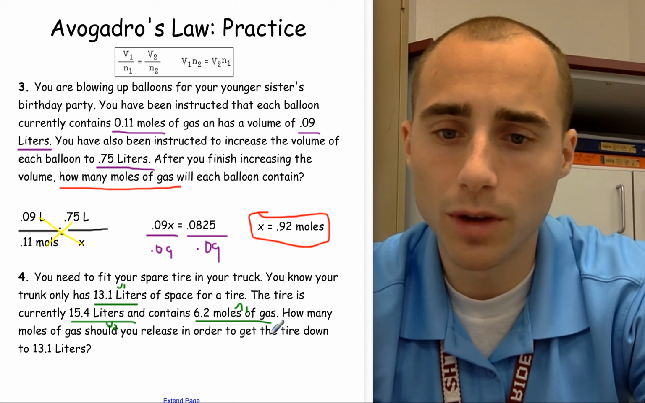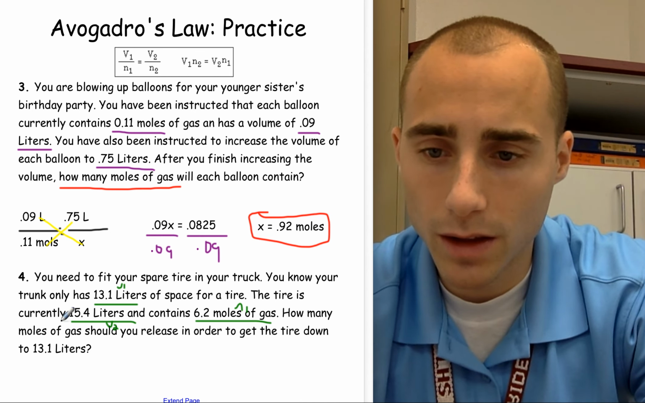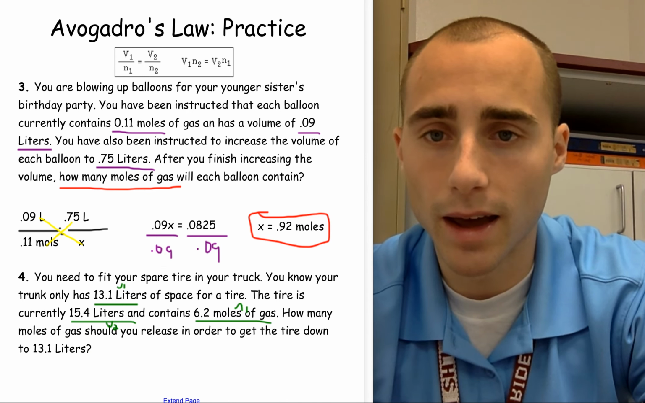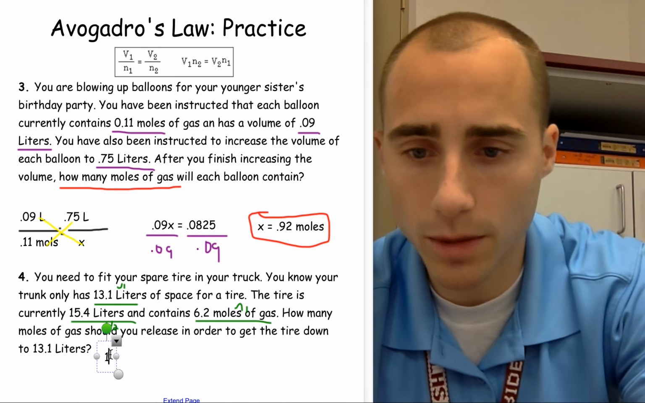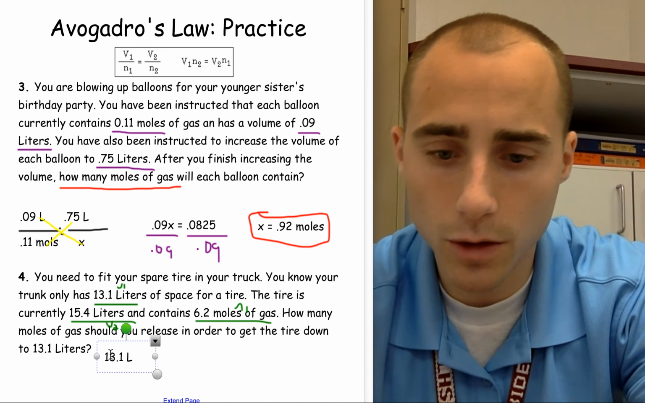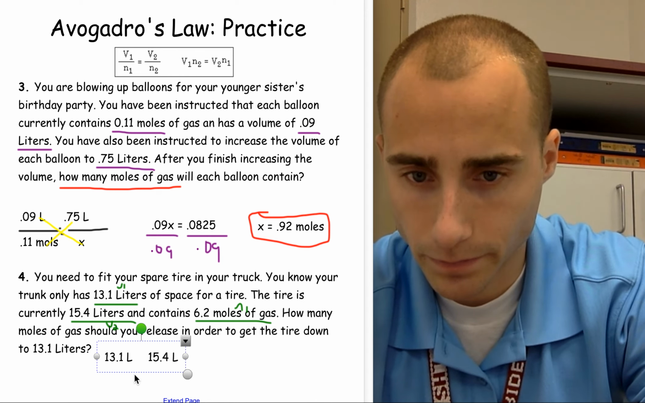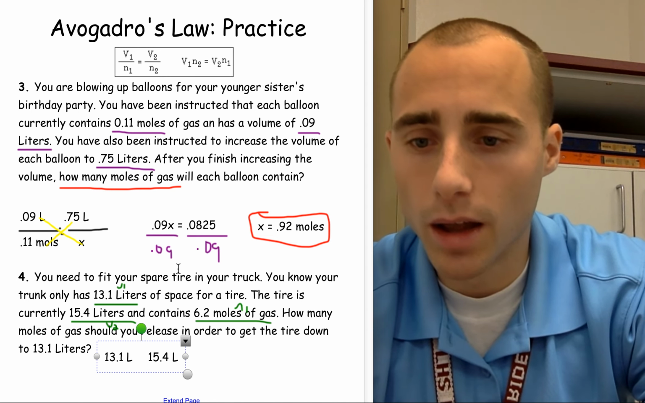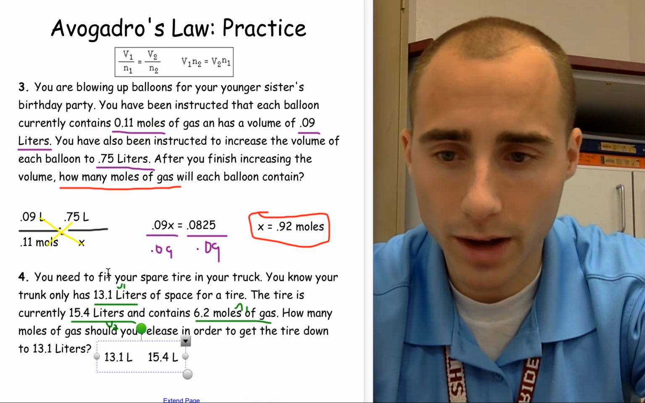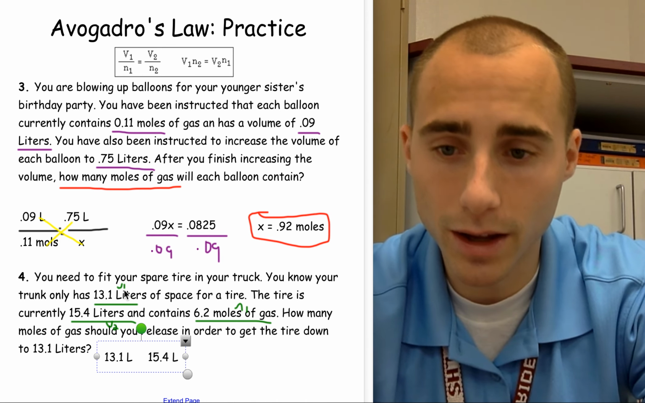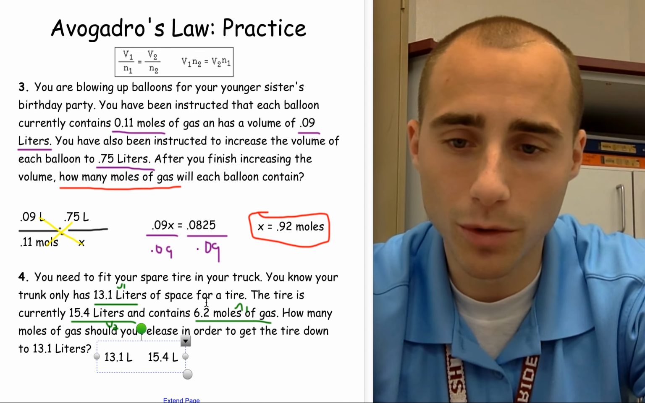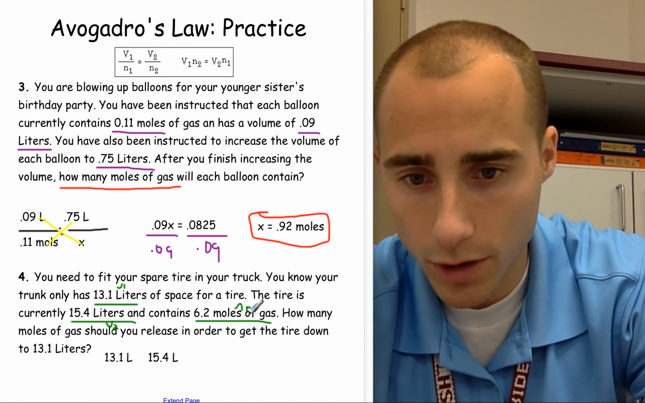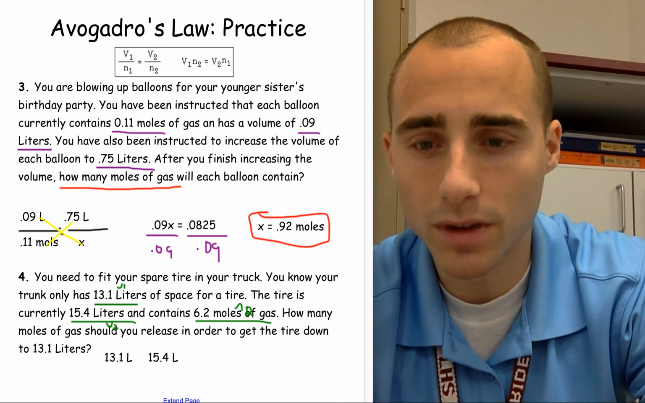How many moles of gas should you release in order to get the tire down to 13.1 liters? This here is the same as our V1, 13.1 liters, so we don't need to worry about that. So our V1 is 13.1 liters. Our V2 is 15.4 liters. Now, this one is a little bit tricky, just a little bit, because you need to fit your spare tire into your truck. You know it only has 13.1 liters of space. Currently, it has 15.4 liters and contains 6.2 moles. So this right here actually is going to go in the spot of N2 strictly because it needs to match up with the 15.4. Does everybody see that?